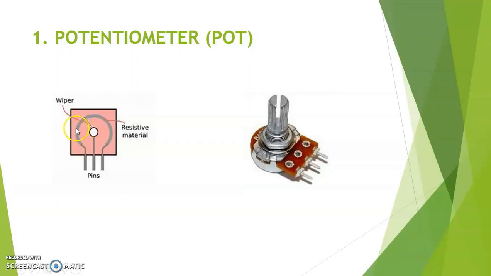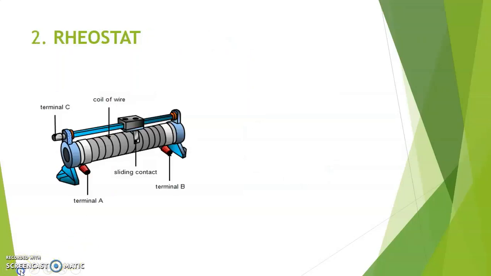The length of the resistance will vary. So by turning the screw or the wiper, suppose now the wiper is turned to this particular position. So the value is going to vary from here till here. That is how the resistance is changed.